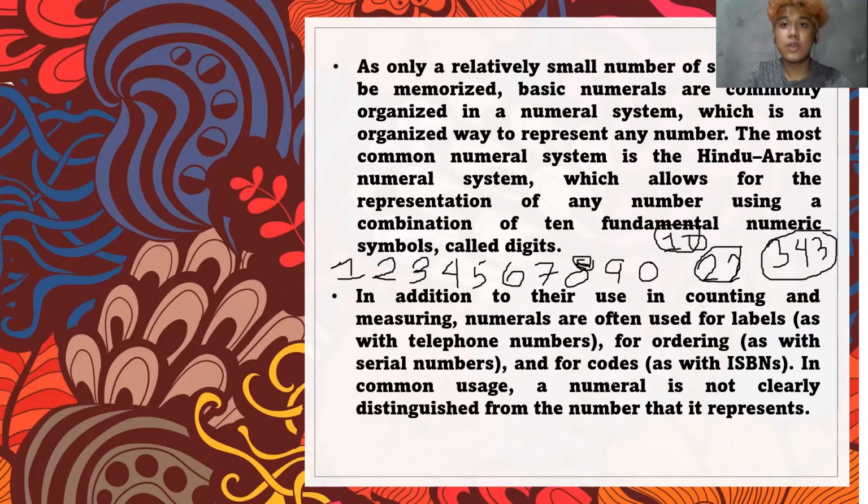And for codes, we use these codes to make apps, to make websites, and we use this to create codes. In the barcodes, we use numbers. In common usage, a numeral is not clearly distinguished from the number that it represents.